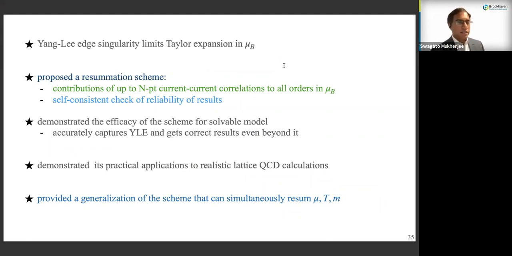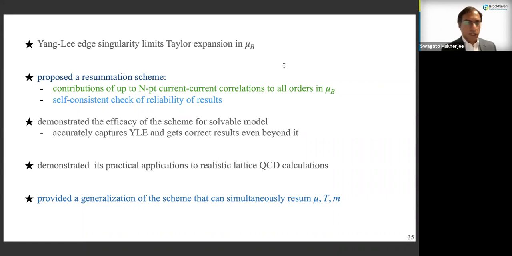What I said is that the Yang-Lee edge singularity limits the Taylor expansion in chemical potential. This is a universal singularity, but the mapping from this universality class to QCD is non-universal, but that also can be handled to some extent with lattice calculation. I proposed a resummation scheme of the Taylor expansion that can capture this Yang-Lee edge singularity and even go beyond. This resummation scheme is up to all orders in mu. It resums the contributions of up to n-point current correlation functions to all orders in the chemical potential. It also provides you a self-consistent check of the reliability of the results.